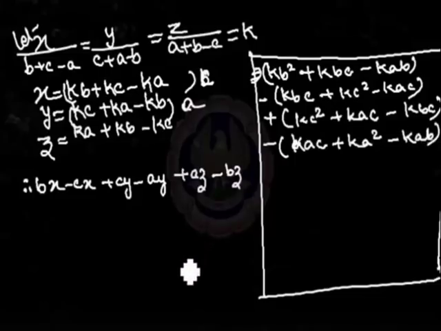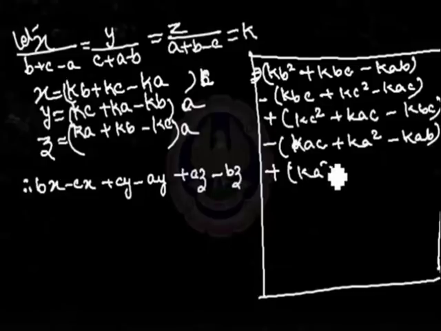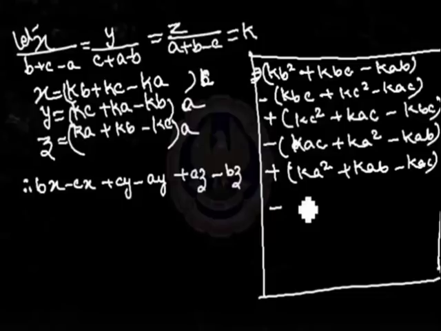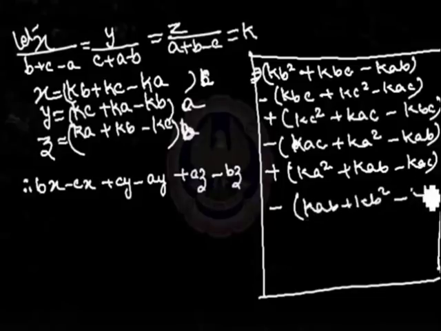Then we have to find out the value of az. So multiply this by a. So this will be plus ka square plus kab minus kac. Minus bz. So multiply this by b. So it will be kab plus kb square minus kbc. Agreed?